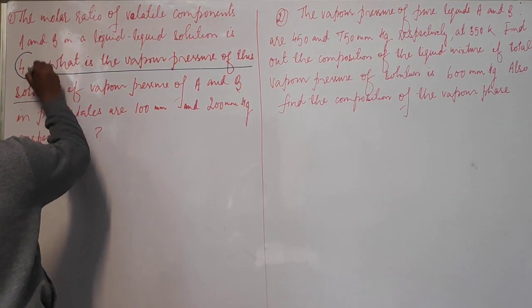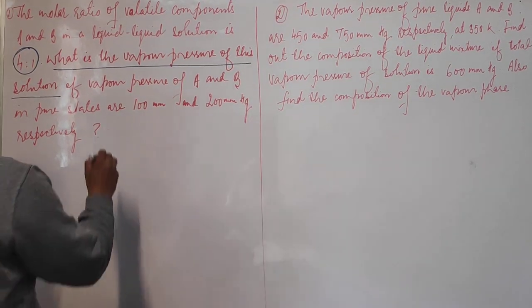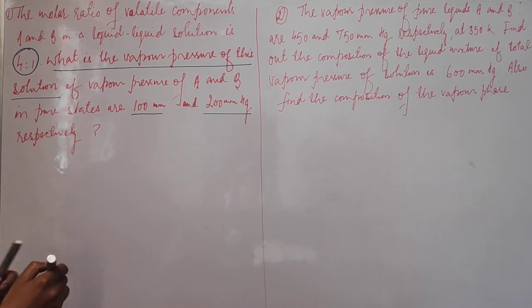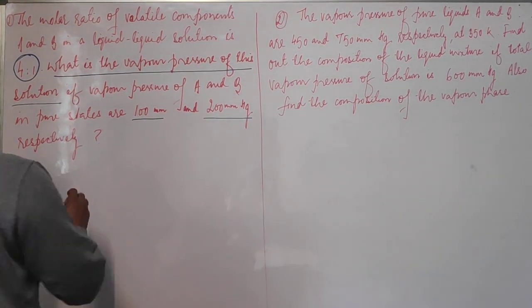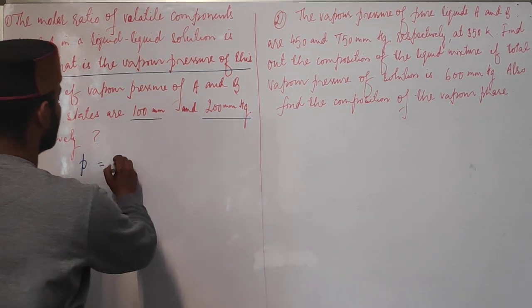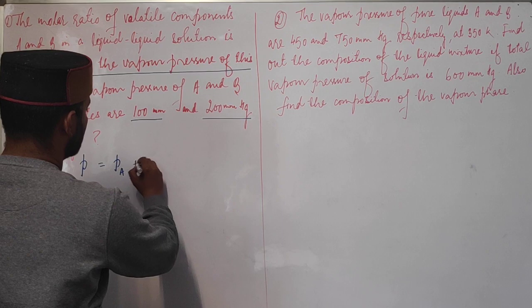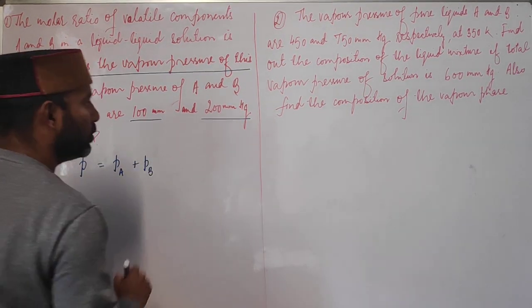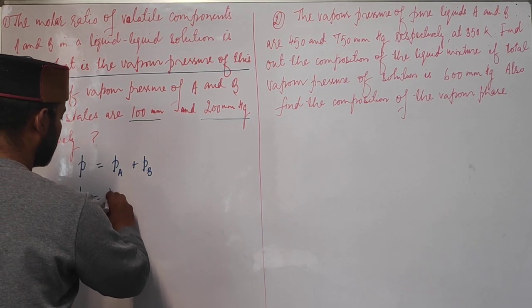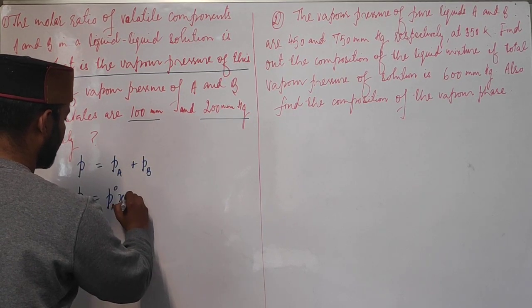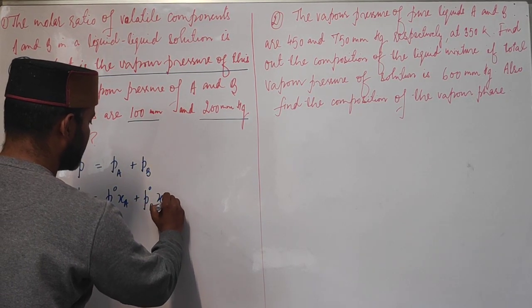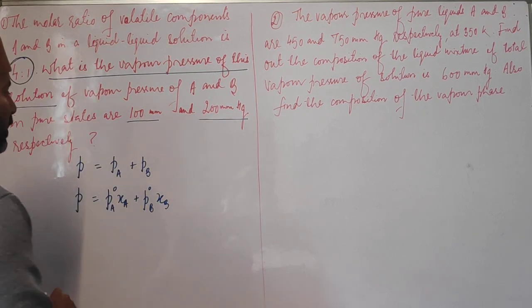Now, the molar composition is given, and the vapor pressures of the liquid components A and B in pure states are given. So students, we need to find out the pressure P over the solution, which will be the sum of the partial pressures of A and B. Now, according to Raoult's law, this will be P naught A x A, and this will be P naught B x B. These x A and x B are the mole fractions.